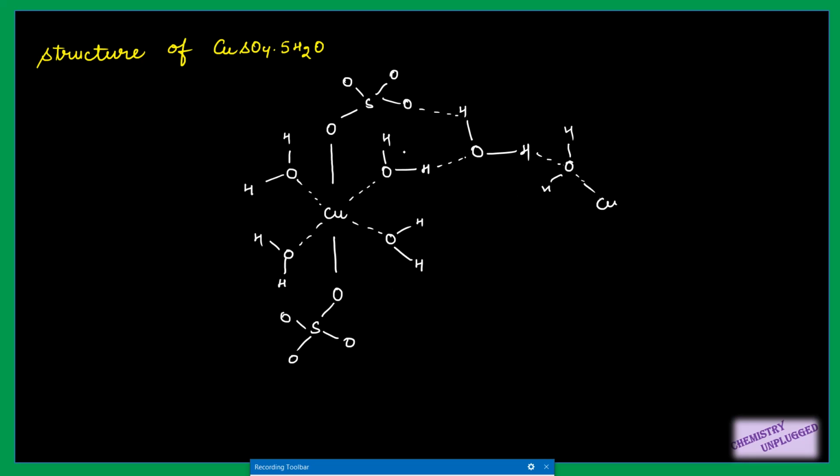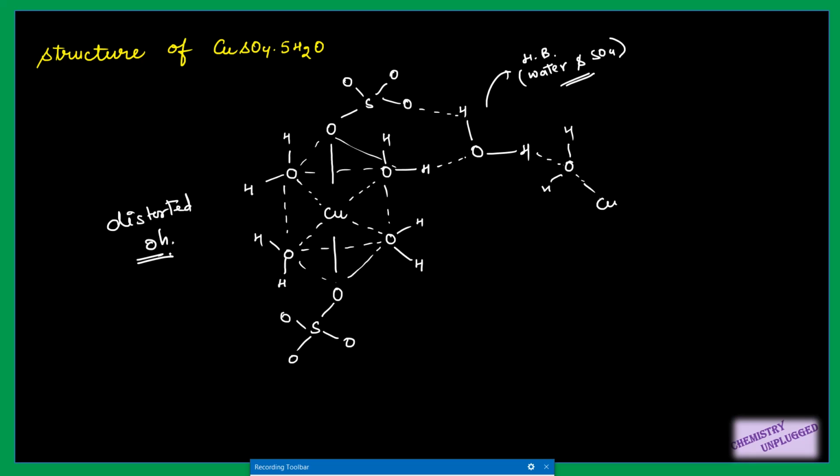So in this way, only four water molecules are directly connected with copper, and one is connected by hydrogen bonding with the water molecules of copper and the sulfate. This is a very important question: only four are connected through oxygen to copper and one is connected by hydrogen bonding, right? So its structure is distorted octahedral in nature, distorted octahedral geometry. So a question can come on this also.